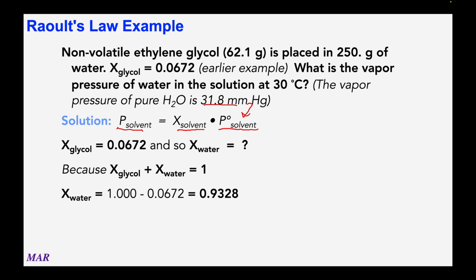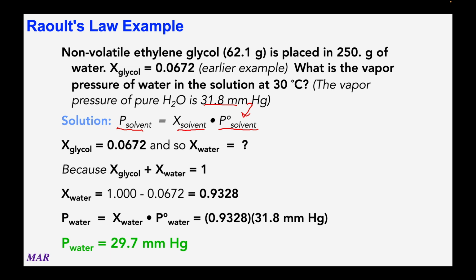0.9328 mole fraction of solvent times the vapor pressure of the pure solvent, 31.8, comes out to be 29.7 millimeters of mercury. So let's think about what these numbers mean for just a second. In pure water at this temperature, vapor pressure is 31.8 millimeters of mercury.